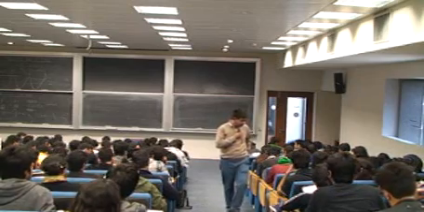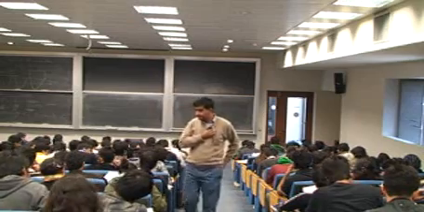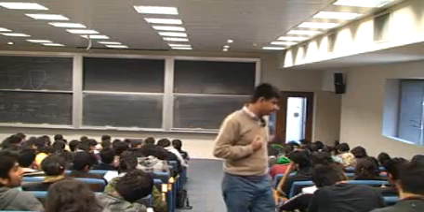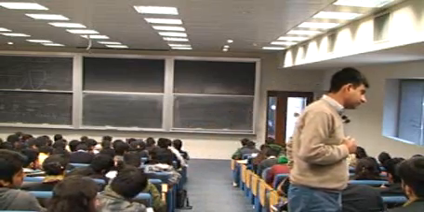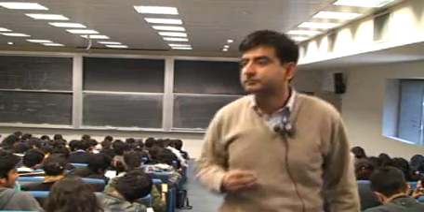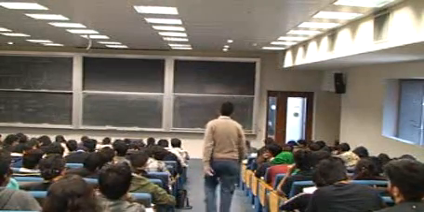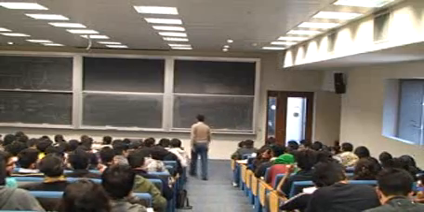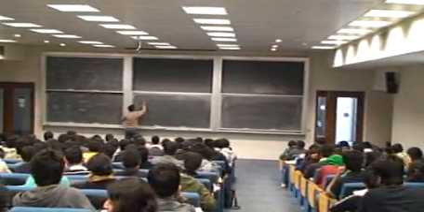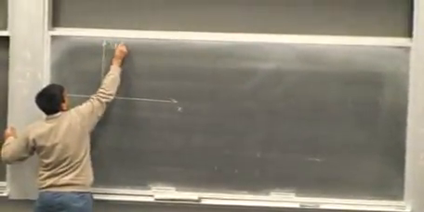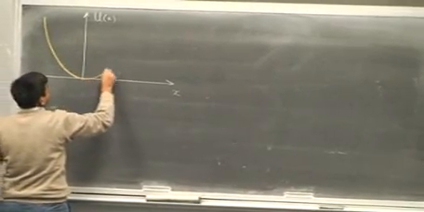X can be positive or negative. Is K positive? K is positive. So if I ignore C, I make two axes. I have X here, always label your axes, and I have U here, the function of X. So this is a plot of the potential energy versus X.